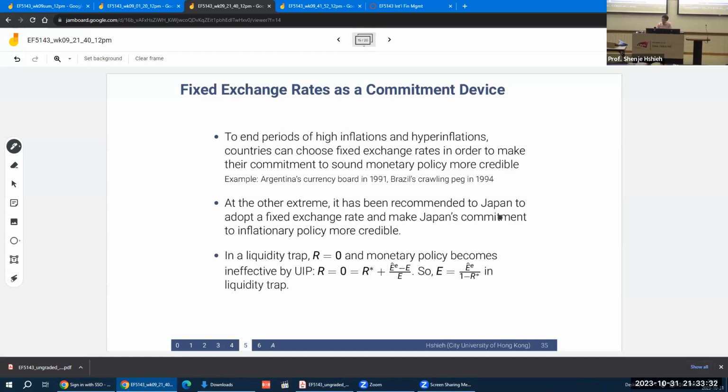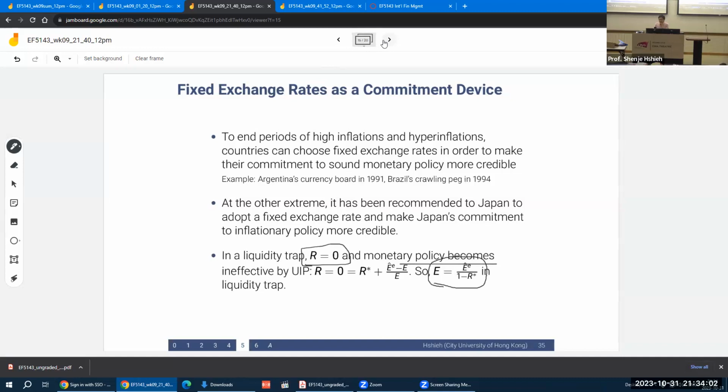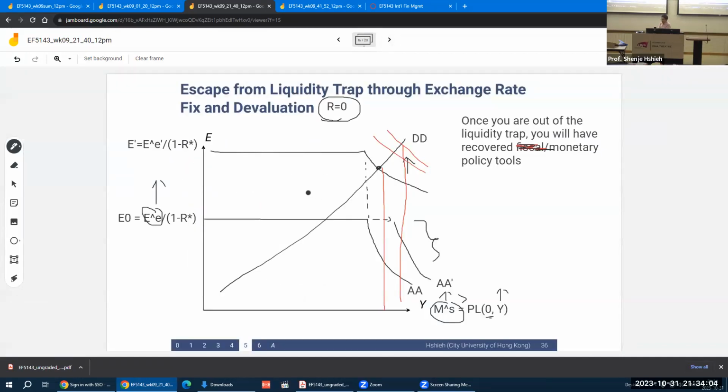All right, so in a liquidity trap, nominal interest rates are 0%, as I said. Monetary policy becomes ineffective, and I'll show you why using a graph. Based on UIP, if interest rates are 0, then the spot exchange rate must be equal to the expected future spot exchange rate divided by 1 minus R star. You can convince yourself that's true; you just rearrange the equations. So here's the graph.